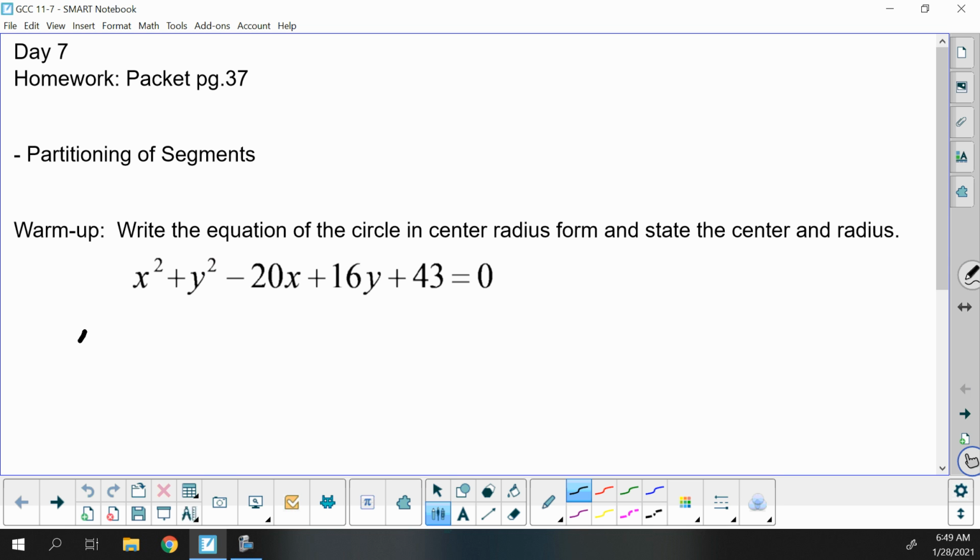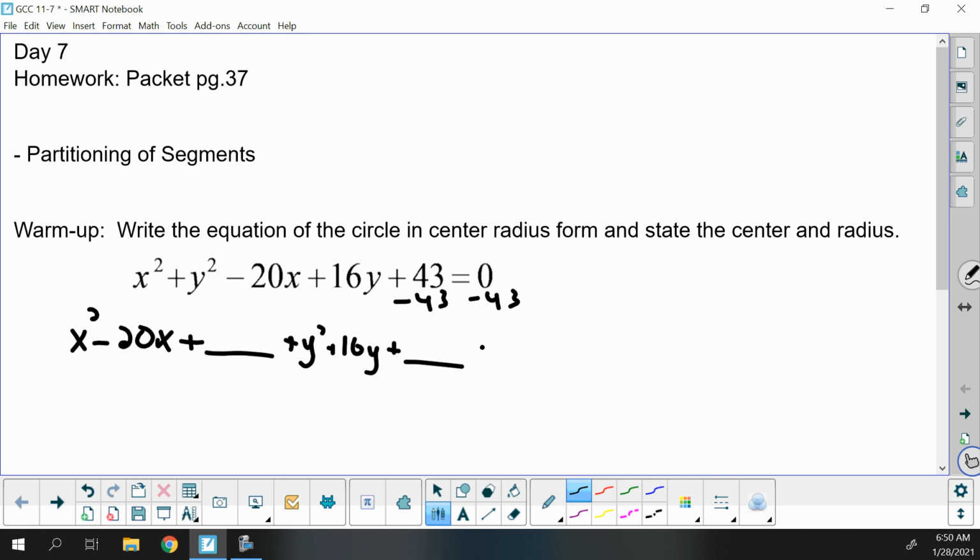All right, so we want to group the x's together. X squared minus 20x plus blank. We'll figure that out. We've got plus y squared plus 16y plus blank. And then we want to get our constants over to the other side. So this is going to equal minus 43.